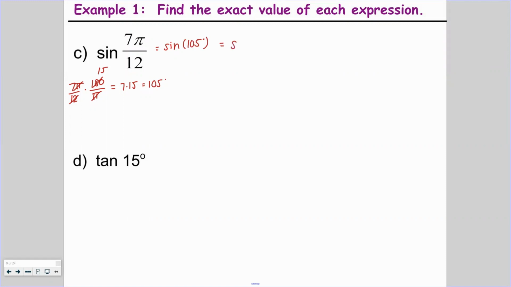All right, 105 degrees though, that's not a unit circle angle. So I can try and find two angles on the unit circle that add or subtract to 105. I think oftentimes people will pick 60 plus 45. And now we've got another case where we're going to need to use the sum and difference properties here.